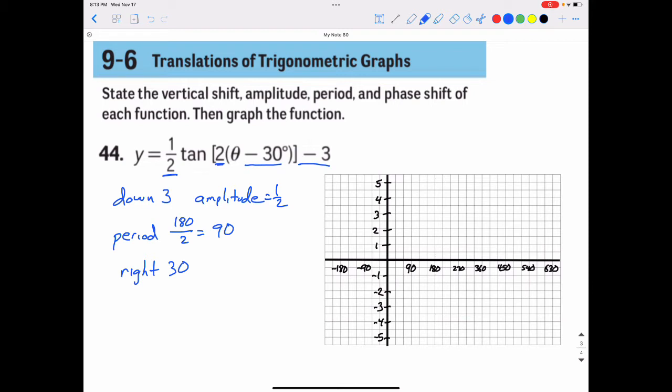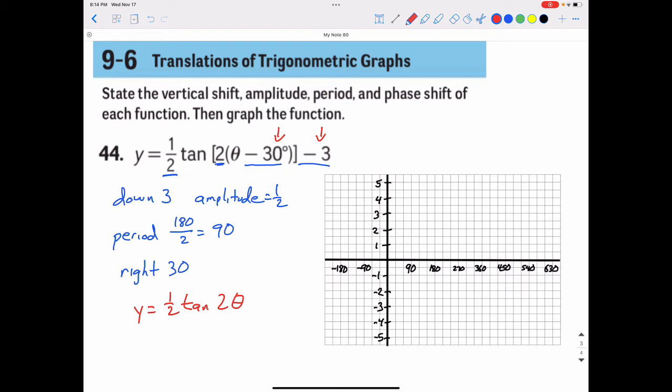But we will first start out by graphing the parent function, which will just be y equals 1/2 tangent of 2 theta. And that does not include the parts of the graph that include the shifting, which is the -3 and the -30. So we graph y equals 1/2 tangent of 2 theta. That graph is going to have an amplitude, or excuse me, an a value of 1/2. The period is still going to be 90 degrees. And we use that graph to figure out where the asymptotes lie.